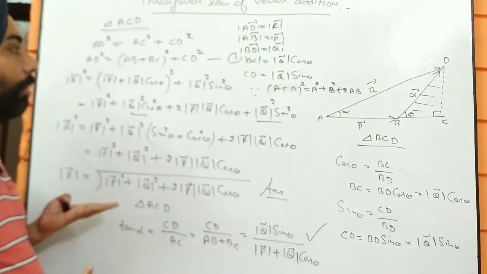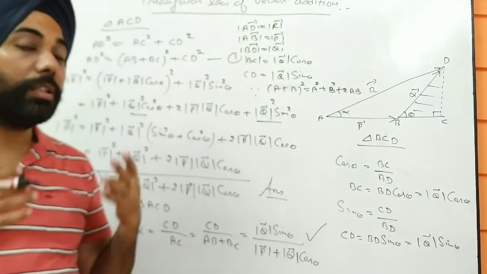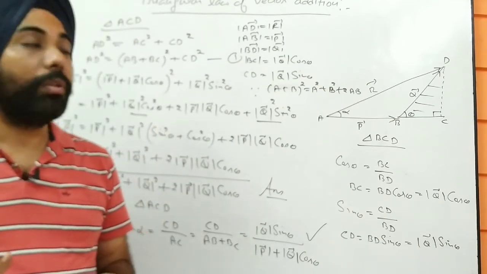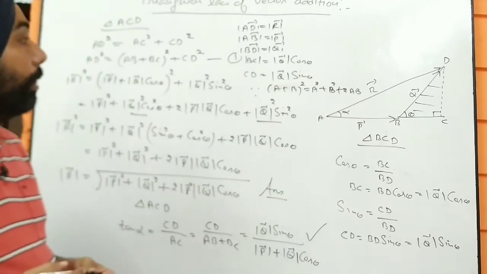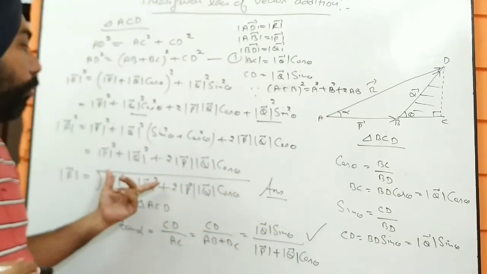So this is the derivation, the very simplest derivation of triangular vector addition, and this topic is very important for 11th students, and we can solve a lot of numericals by that magnitude formula.